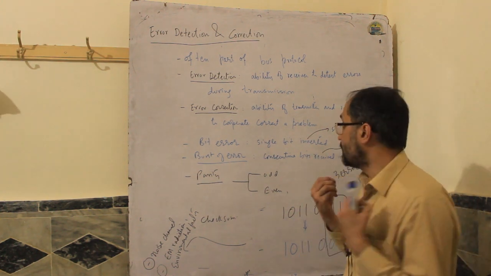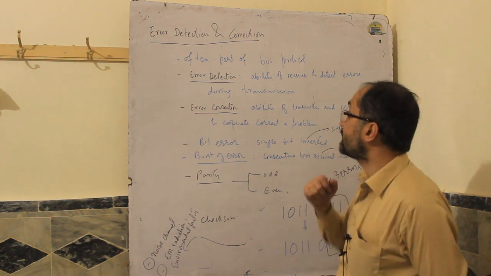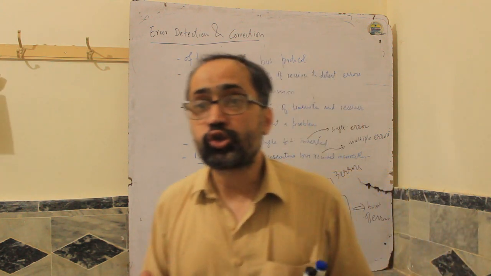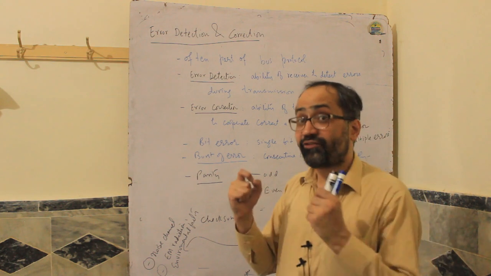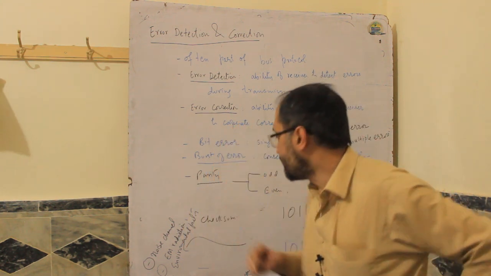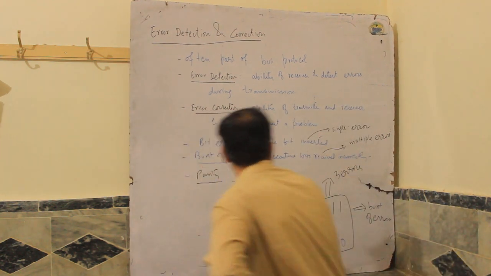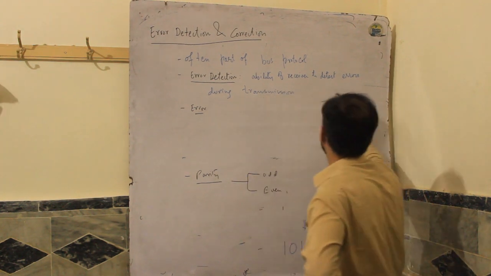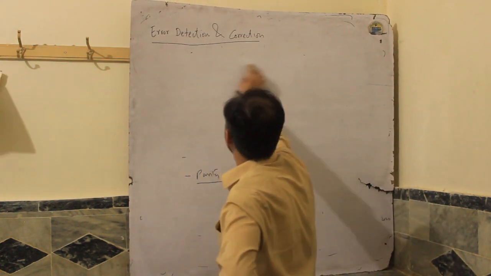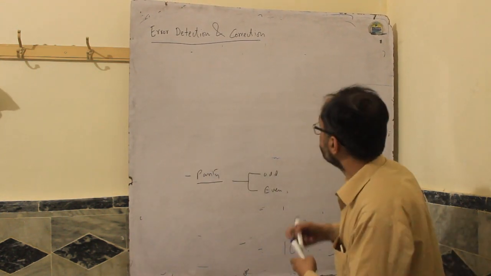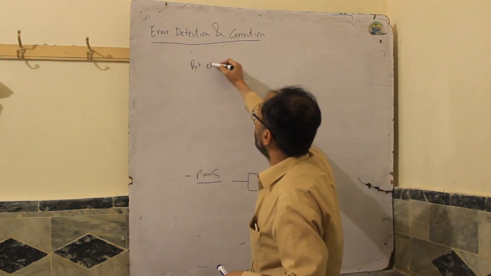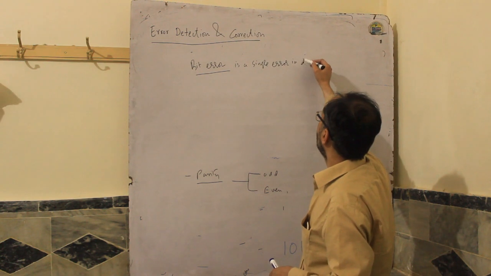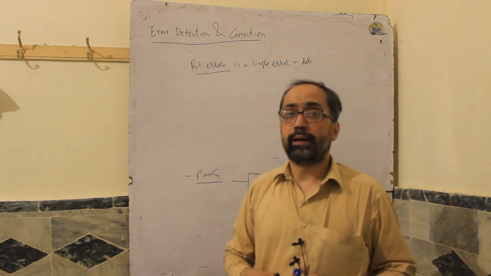And how can we detect these errors? There is a classical type of error detection technique. What is it? It is the parity bit. The parity bit is used to identify or detect a single error in the data. I will explain this with an example. So what is a bit error? A bit error is a single error in data, and burst error is multiple errors in data.